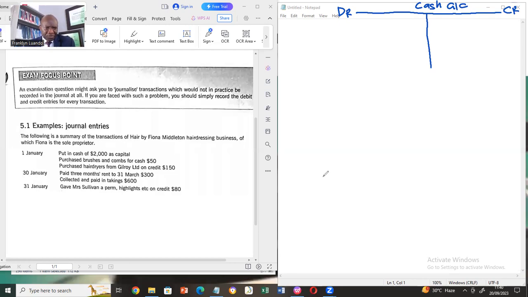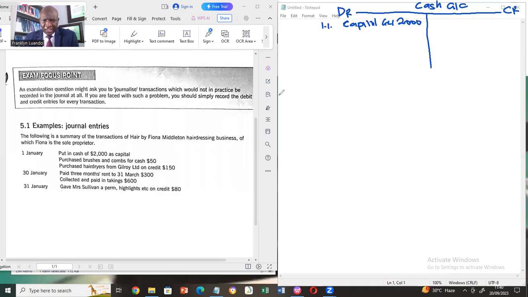So we have on 1 January, put in cash 2,000 as capital. So the cash is receiving. Make sure you're understanding. On 1 January, the cash is receiving capital. Under there is general ledger. So the amount received is 2,000. We discussed in the first video that for every transaction, there are 2 accounts involved.